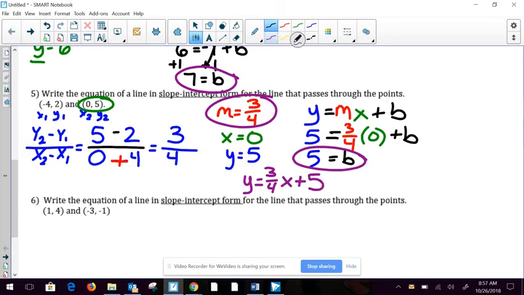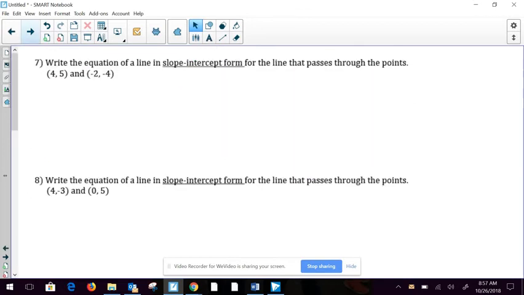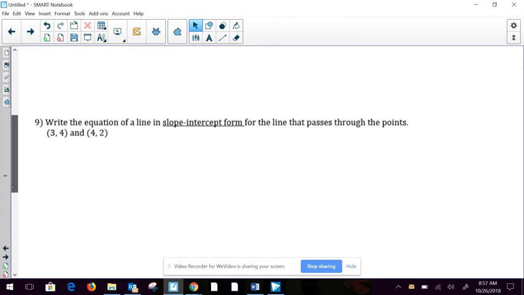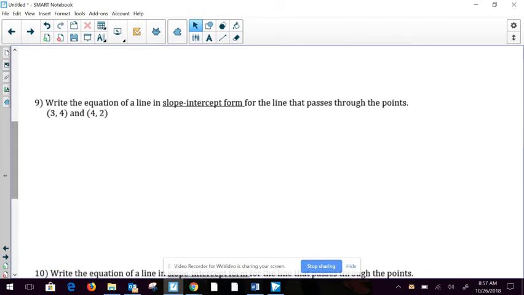We are going to skip number 6, and we are going to move on to number 8. You know what? I lied. We're going to move on to number 9 instead. So let's look at number 9. Yeah, let's do number 9. So looking at number 9, we're going to start the same way.